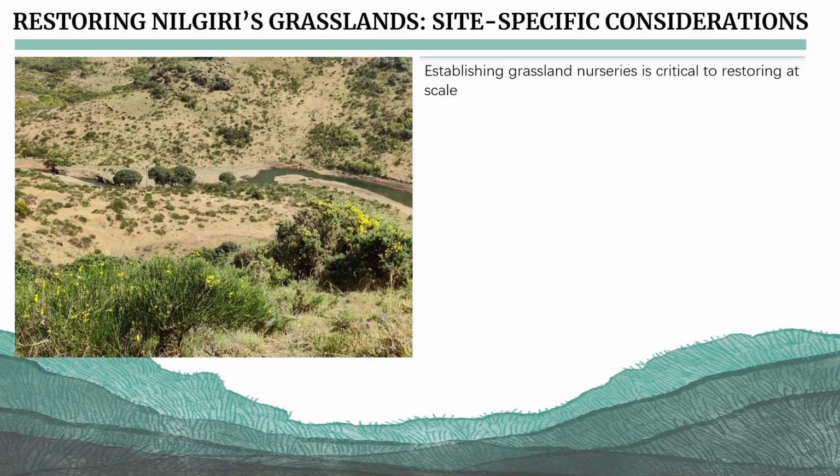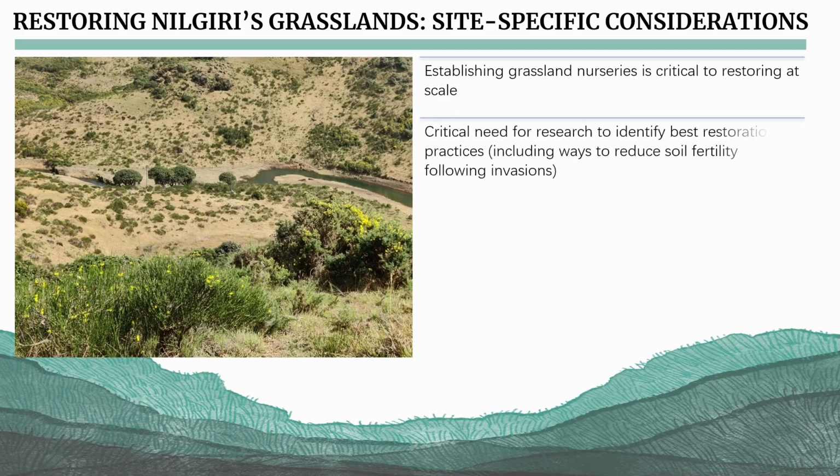to restoring at scale. Here's the thing, I think there's a critical need for research to identify best practices of restoration. So, for example, like I said, invasion by these species has increased nitrogen levels in the system. So these are fertile. There's much more nitrogen here, which is fertile for secondary invasions. This is a point that's already been made, right? When you have more nitrogen, it favors the invasive species. So you have a whole bunch of secondary invasions.